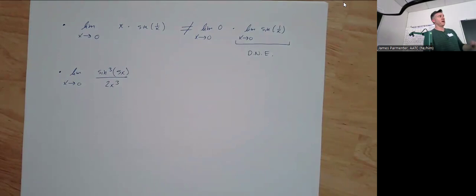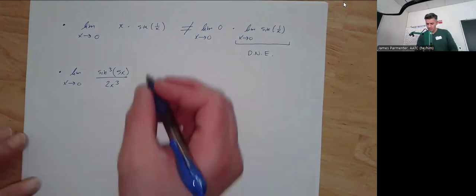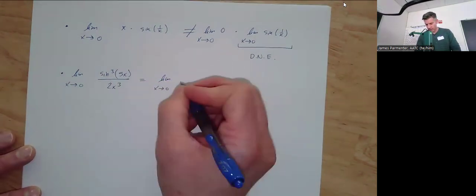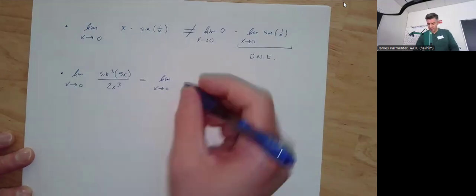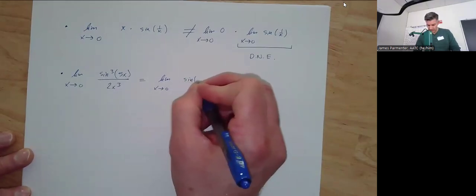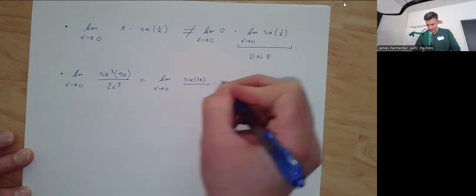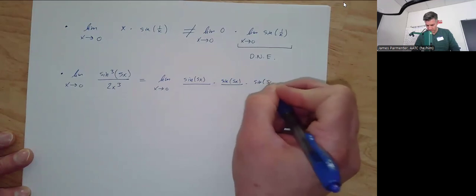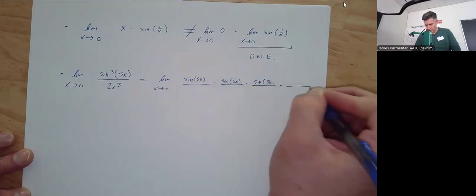Like if you try doing L'Hopital's rule on this thing later on, you're going to be real sad about it because it's ugly. Maybe not the first time and the second time, but you have to do L'Hopital's rule like 3 times on this one, and it's gross. Here, we should definitely use our other tools that we have. I'm going to write sine cubed of 5x as sine of 5x times sine of 5x times sine of 5x times something over 2x cubed.